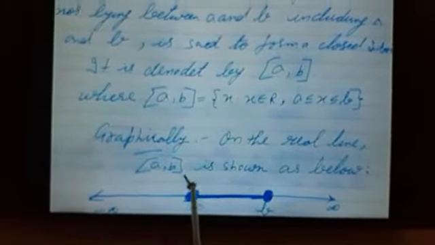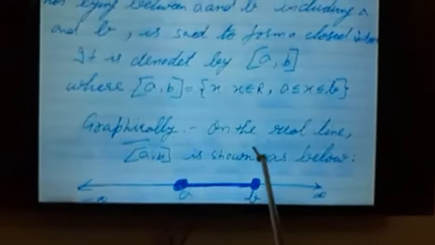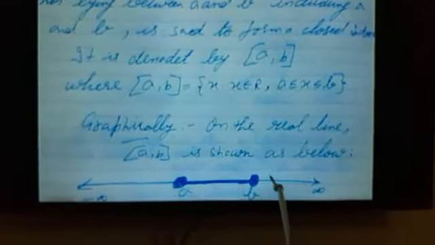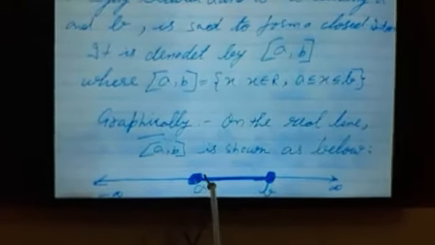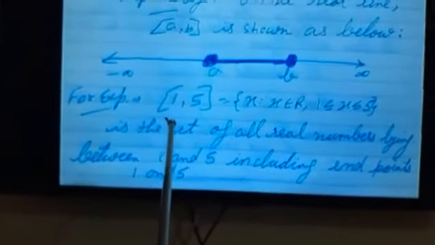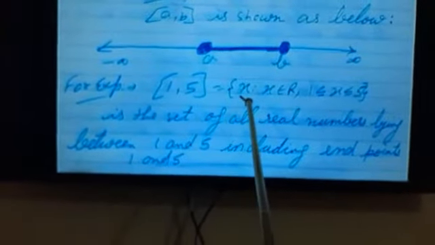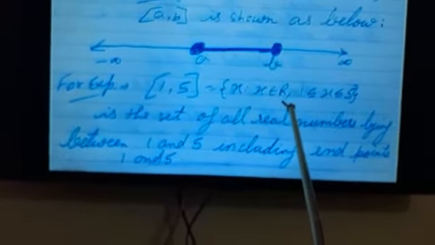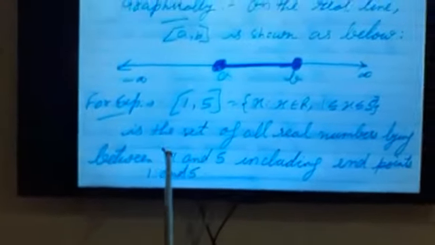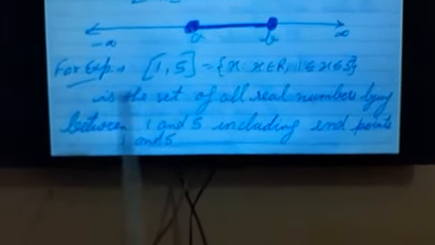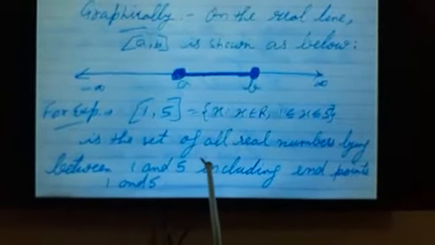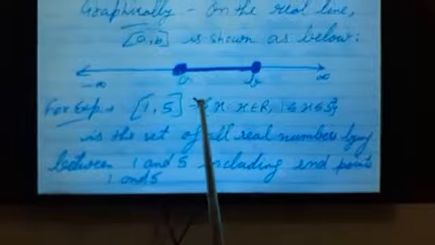Graphically on real line closed interval of [a, b] is shown as below. See here, minus infinity to infinity. In open interval these two circles are blank. Now it's filled one, means in between values a also, b also. For example, closed interval of 1 and 5 is equal to {x such that x belongs to real, 1 is less than or equal to x is less than or equal to 5}. What it means? It means it's a set of all real numbers lying between 1 and 5, including endpoints 1 and 5 also. Means it will include 1 also, 5 also, in between 1 and 5 also.